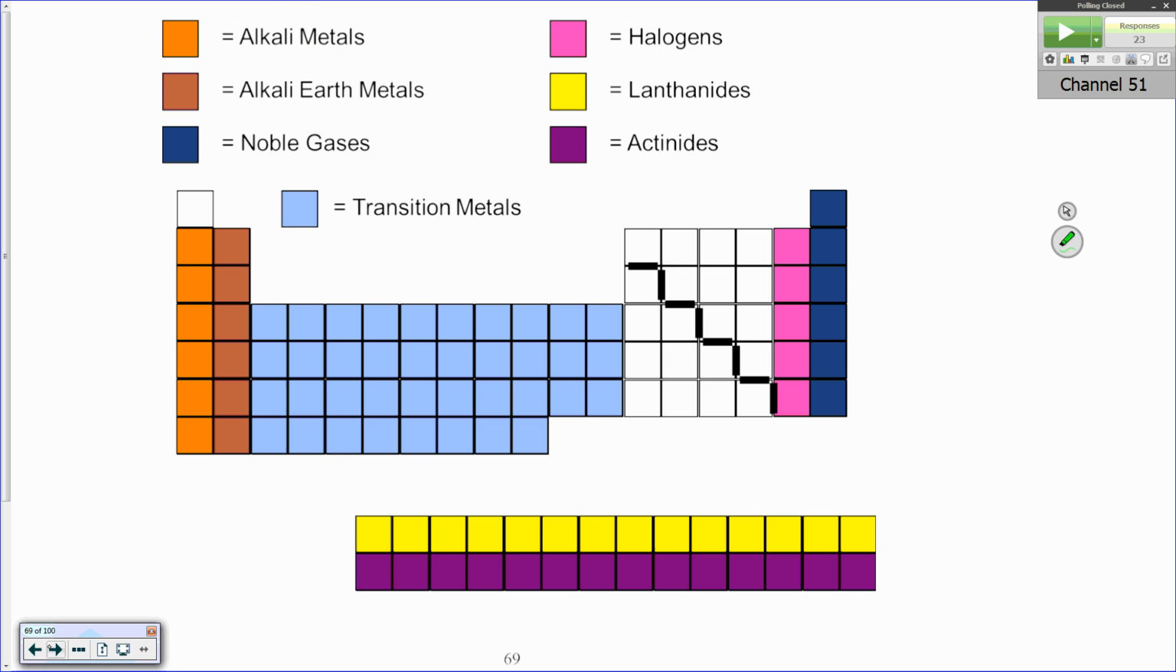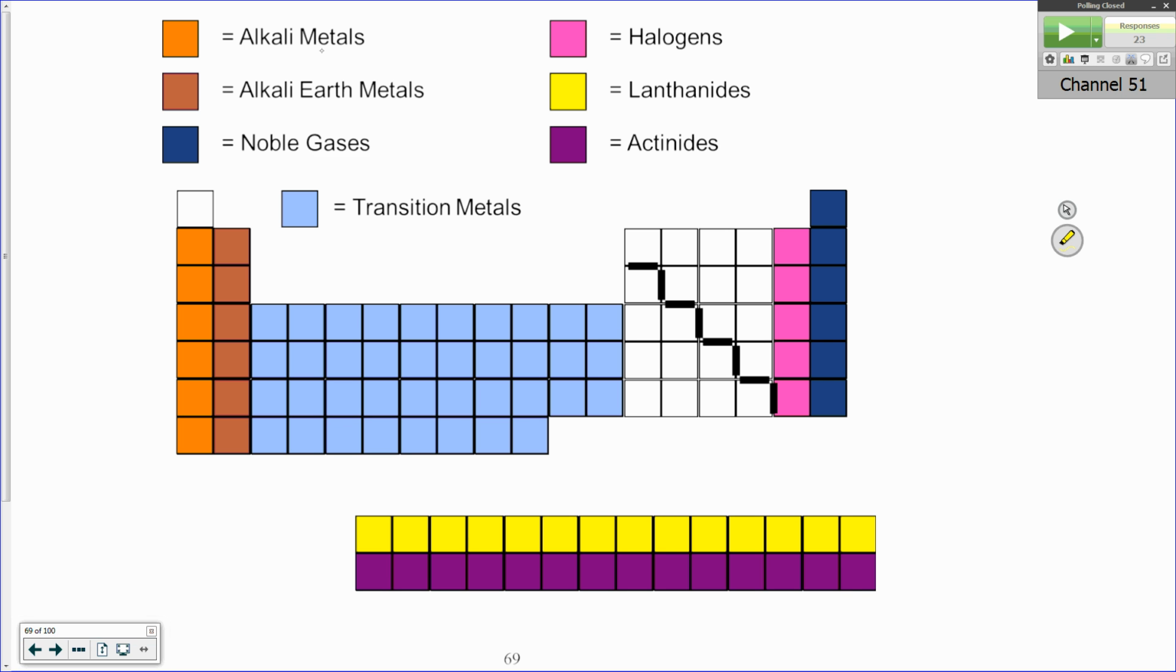All right. So this is just another organization that we have. We start to name some of the groups and some of the periods. So here are some of the common names that we need to learn.